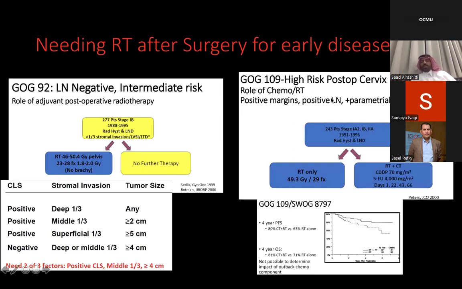And the GOG 109 for the chemoradiation: there is positive lymph node, parametrial involvement, and also if there is any positive margin, which you will probably encounter if the disease is a little bit advanced. It depends on your practice. But those patients need chemoradiation, which increases the overall survival roughly by 10% if you give the chemoradiation as adjuvant.